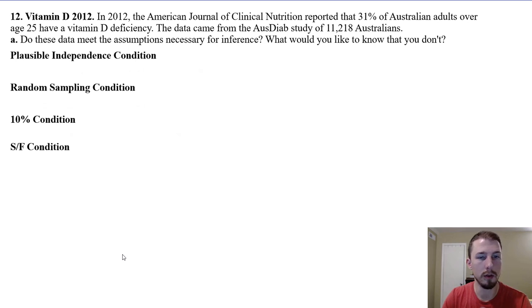In 2012, the American Journal of Clinical Nutrition reported that 31% of Australian adults over the age of 25 have a vitamin D deficiency. The data came from the AusDiab study of 11,218 Australians. So does the data meet the assumptions necessary for inference? Well, first of all, do we know the actual true proportion of all Australian adults who have vitamin D deficiencies?